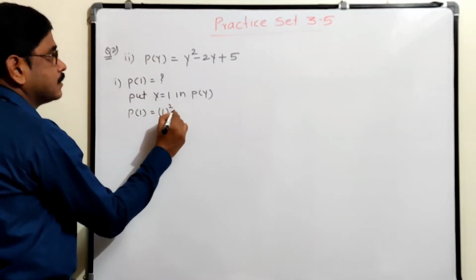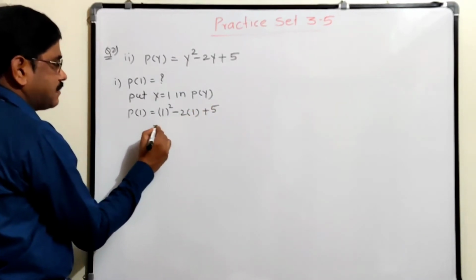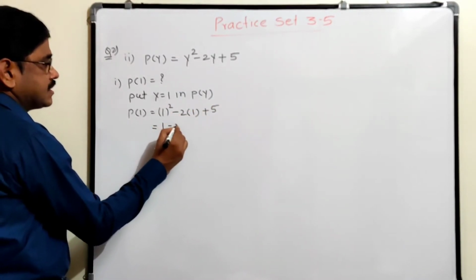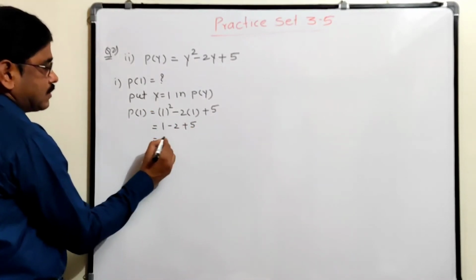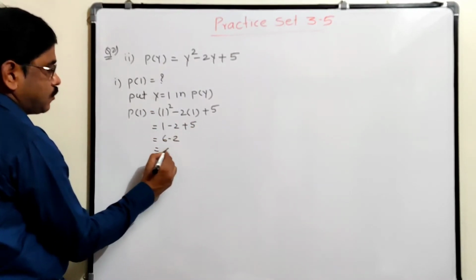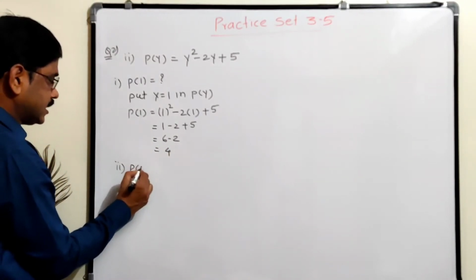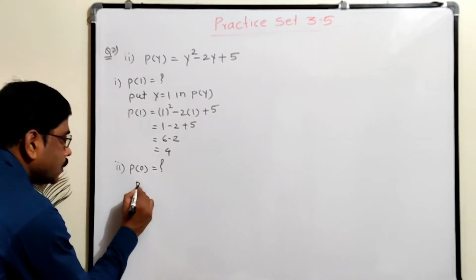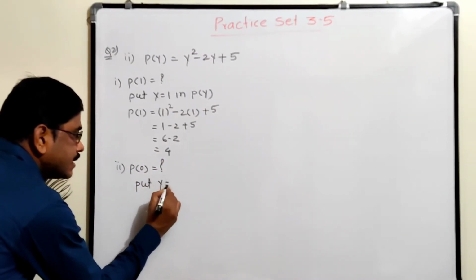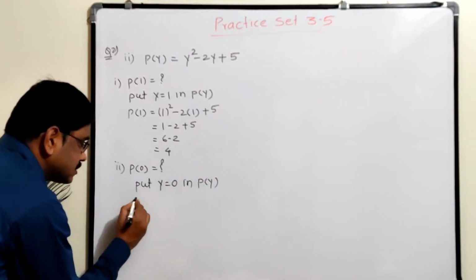1 square minus 2 into 1 plus 5, यानी first and second sum are same. 1 square का 1, minus 2, plus 5. So 5 plus 1 is 6, minus 2 is 4. We get p(1) is 4. Second value है p(0). That means substitute y is equal to 0. So put y is equal to 0 in p(y). जो polynomial दिया है उसमें 0 डालो.